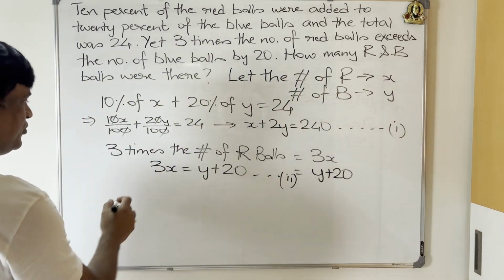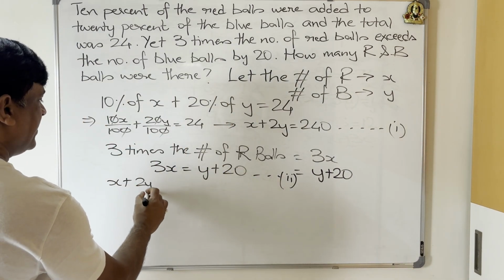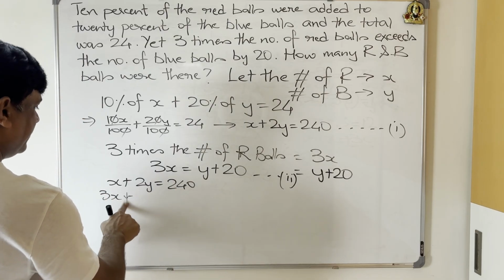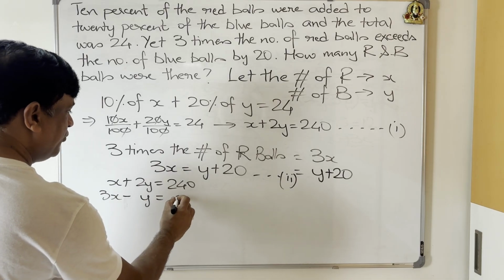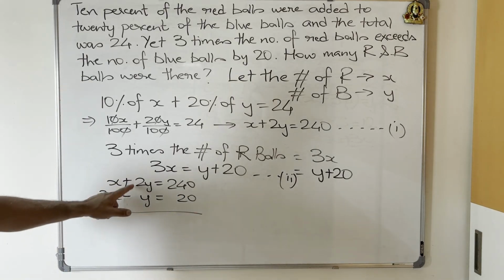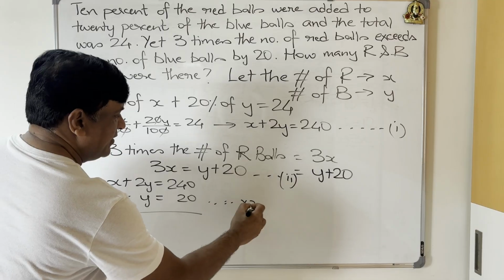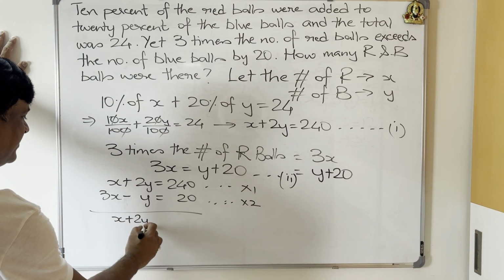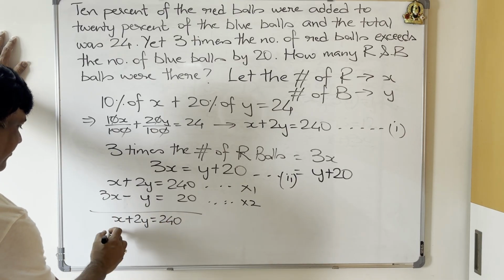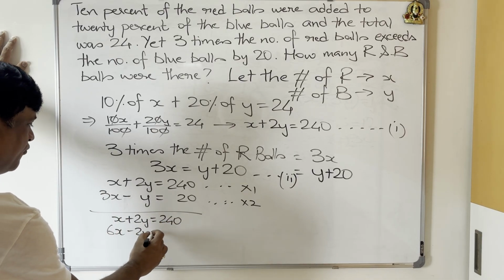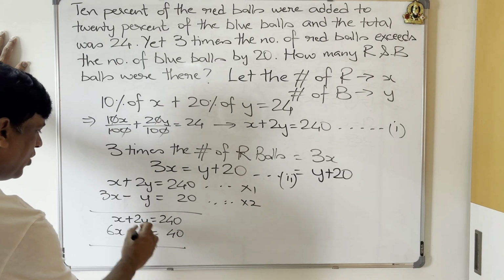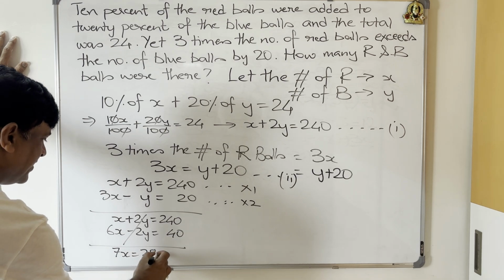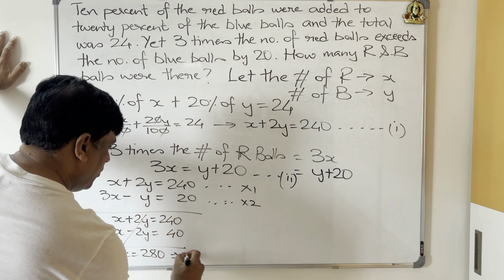What do you get? You have x plus 2y is equal to 240, and the second equation as 3x minus y is equal to 20. I have a plus and minus sign over here, so I'm going to multiply the second equation by 2 and the first one by 1. I get x plus 2y is equal to 240, and the second becomes 6x minus 2y is equal to 40. When I add these two equations, the 2y cancels out, and you get 7x is equal to 280. So x will be equal to 40.